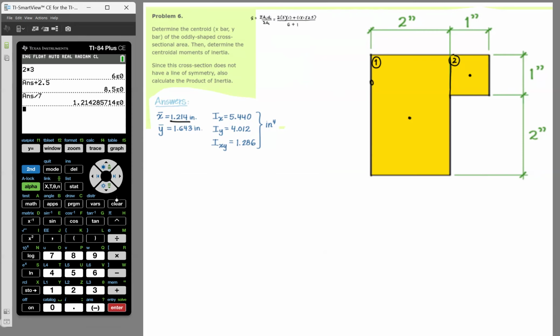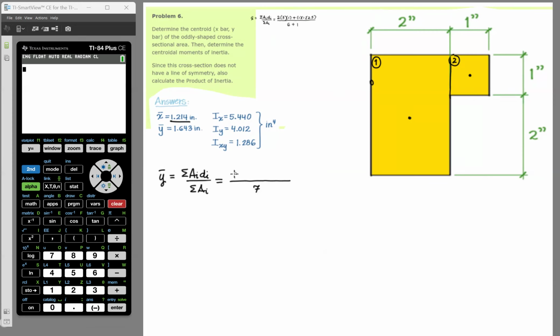Next up, we will do our y-bar calculation. We want the summation of the areas times the distances in the y direction divided by the summation of the areas. In the denominator, we already know our total area is 7 inches squared, so I'll put it down there. Up top, my first area 2 by 3, so that's 6, and I need a distance. My second area 1 by 1 is 1, and I need a distance.